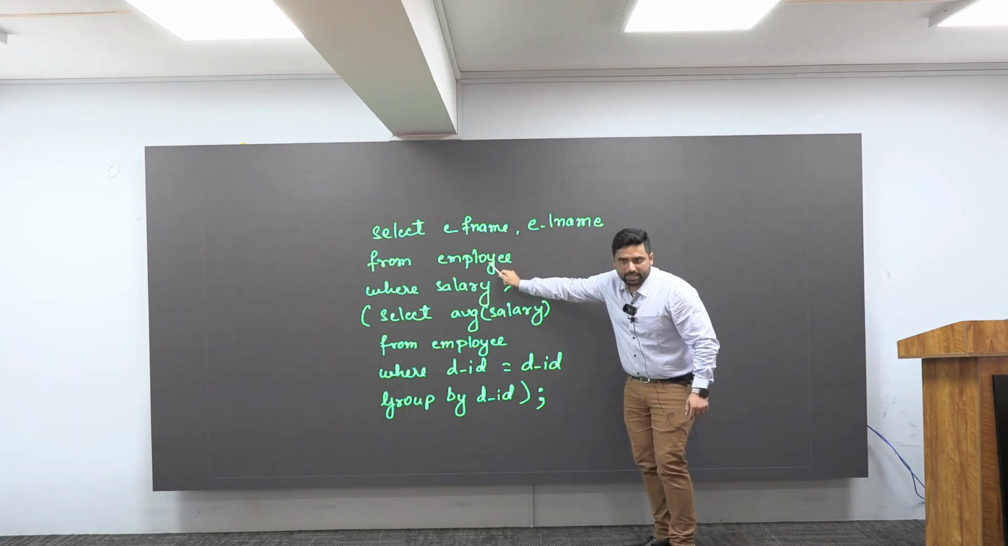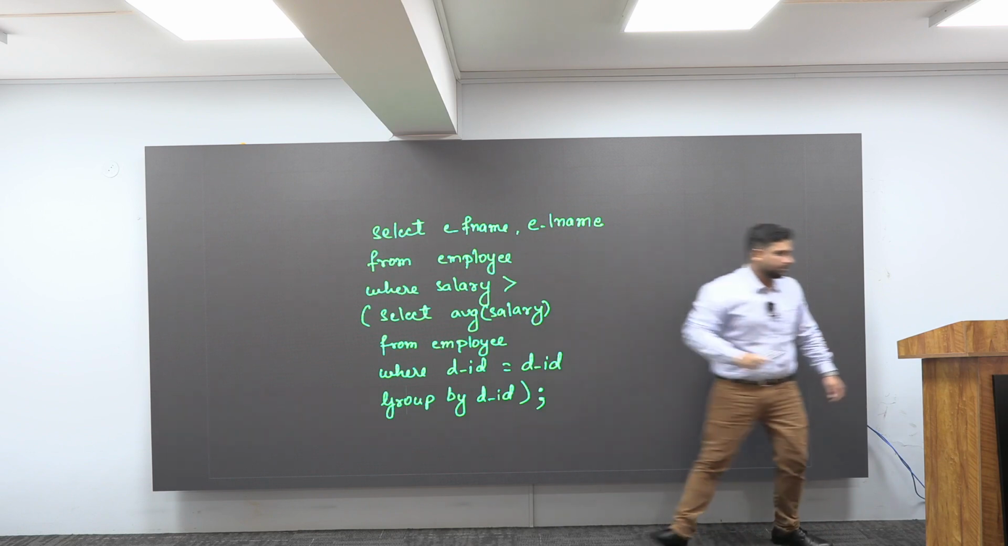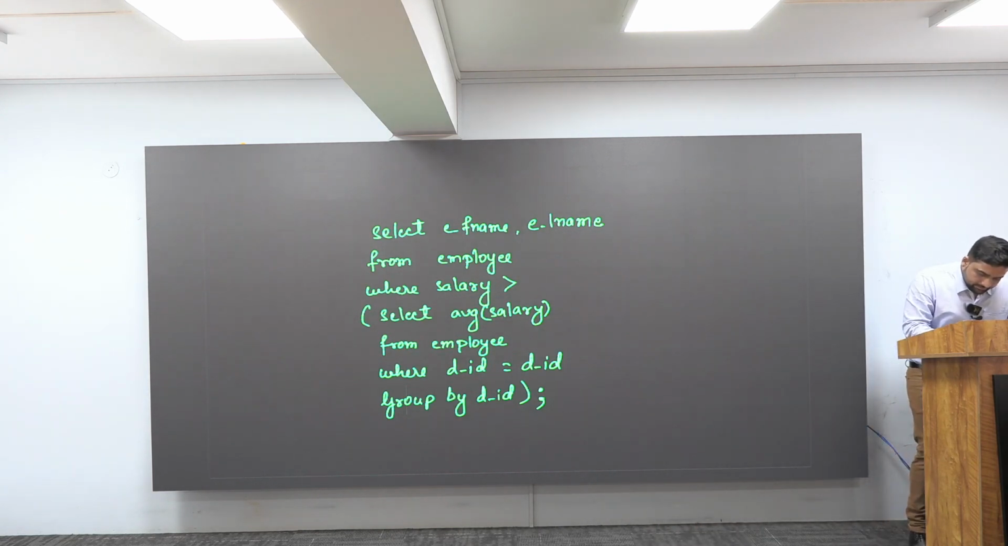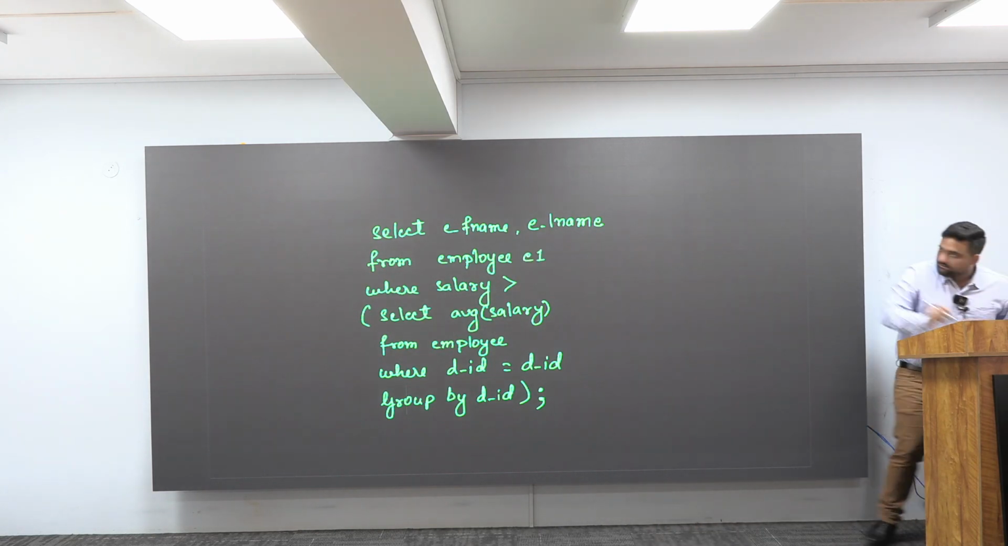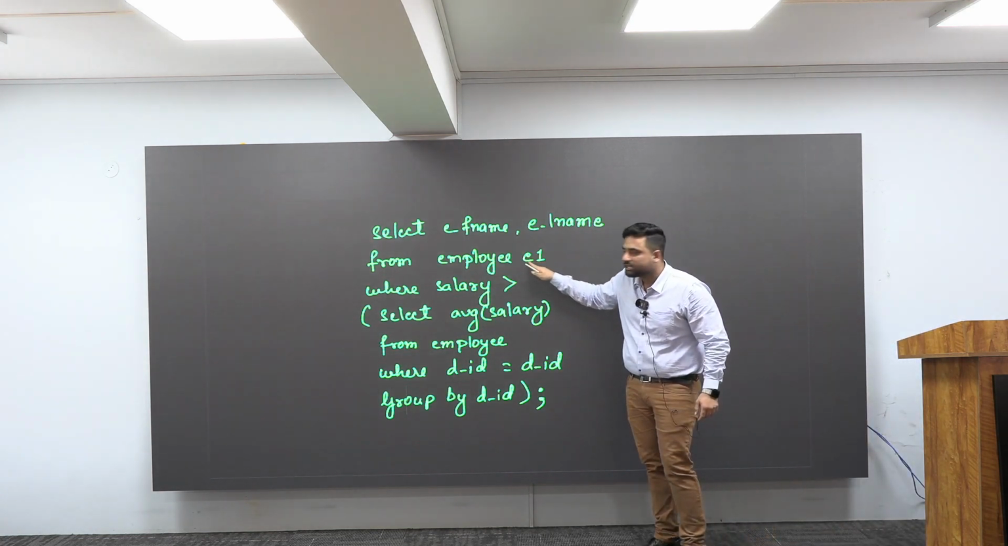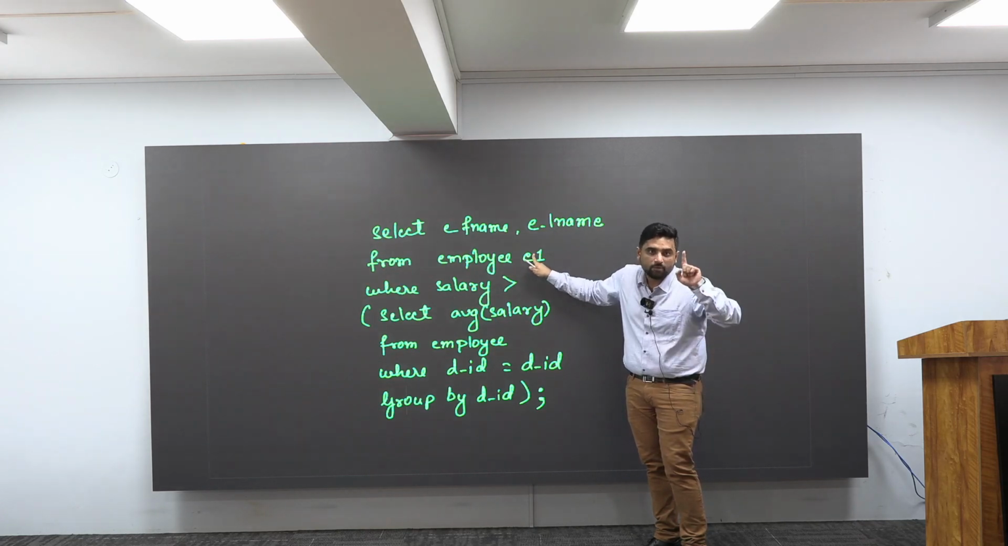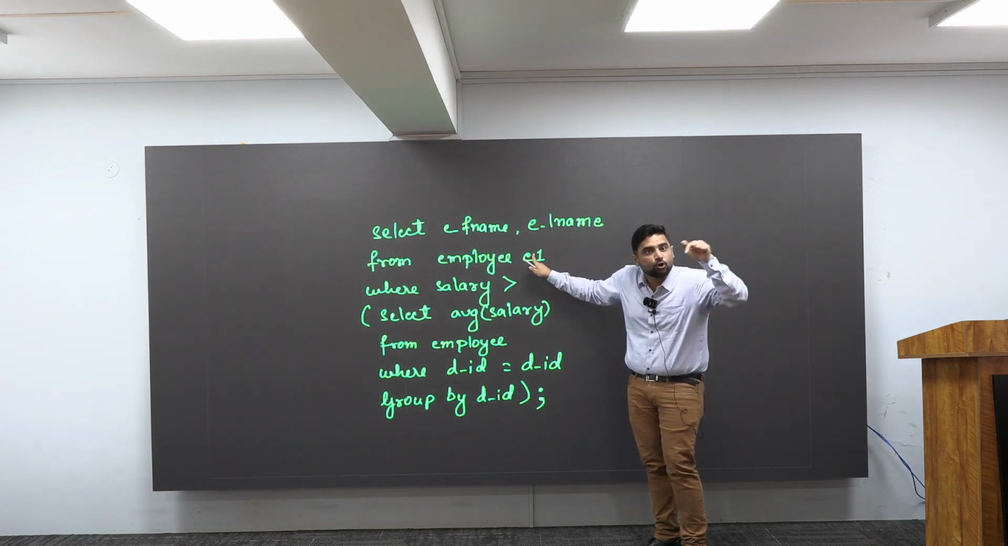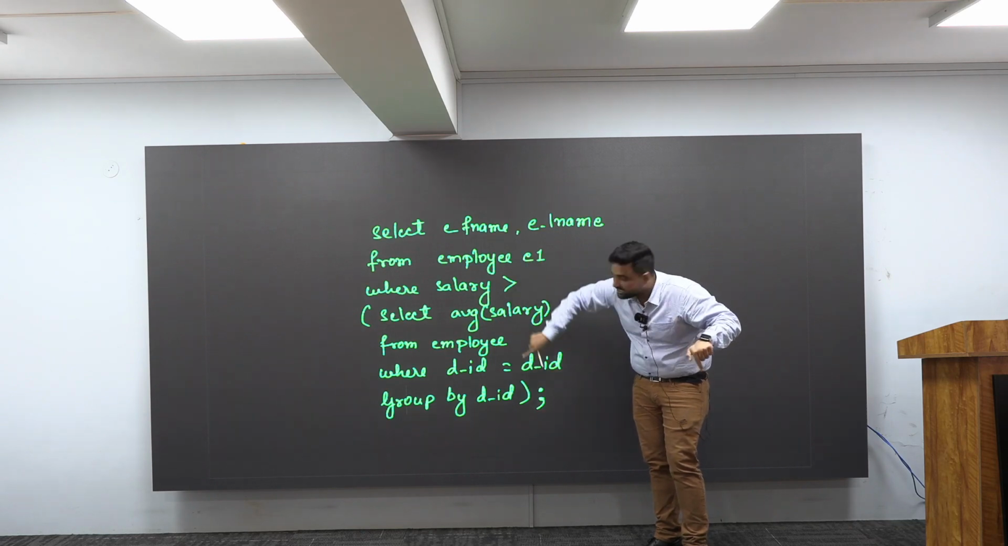For this employee table, which is present in our outer query, I will give the alias E1. Can we give it like this? Yes, because next to our table directly I am putting E1. This is one name that I have given. It means one copy I have created. One more copy I have to create for the inner query.